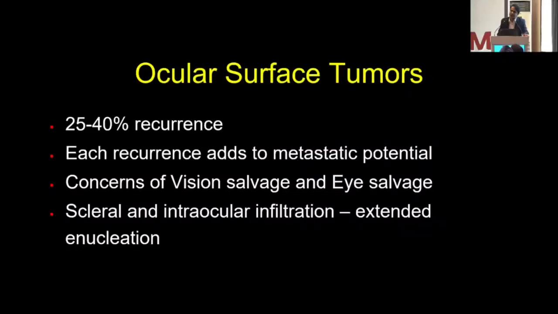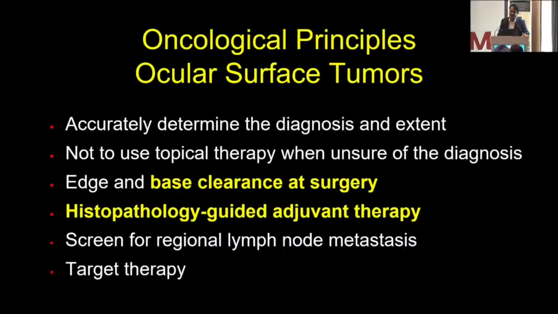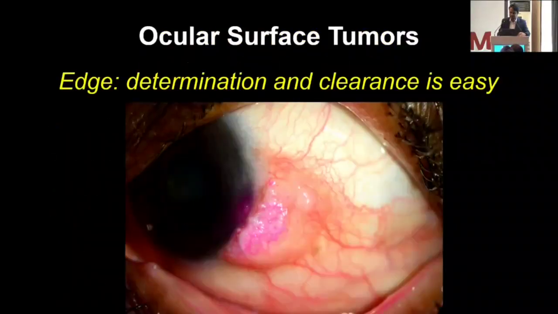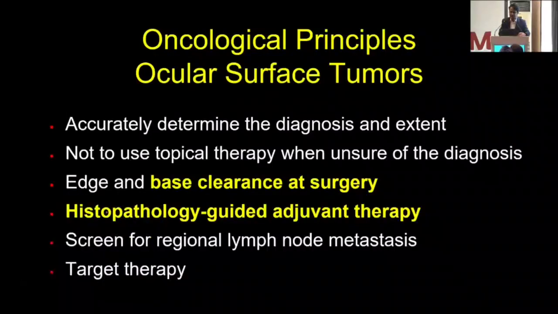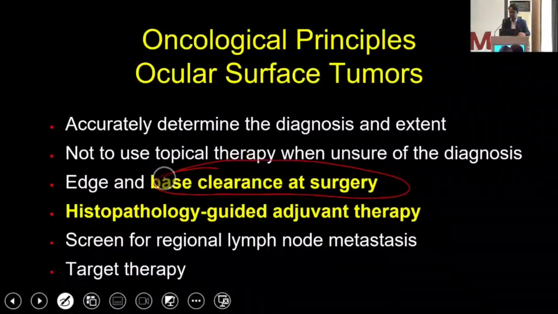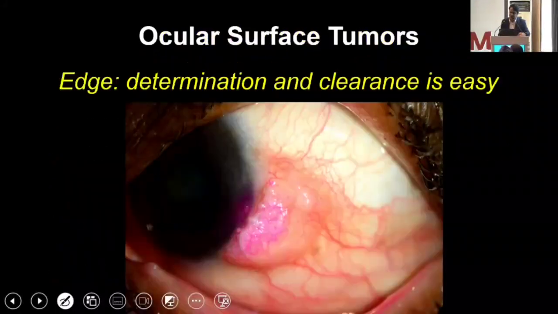There's always a concern of vision salvage and eye salvage whenever a tumor recurs, and you tend to very quickly do either extended enucleation or orbital exenteration in the fear that the tumor may again recur. But there are very simple oncological principles which can help you reduce the rate of local tumor recurrence and also salvage these eyes. One main oncological principle is base clearance at the time of surgery. When you excise the tumor, the base has to be absolutely clear of residual tumor cells. And if at all the base is positive, you have to provide histopathology guided adjuvant therapy.